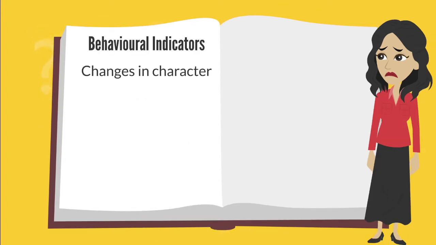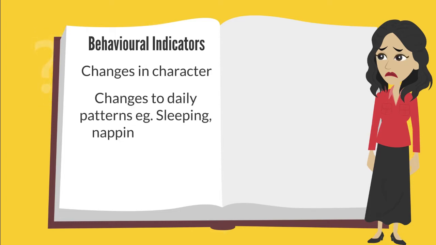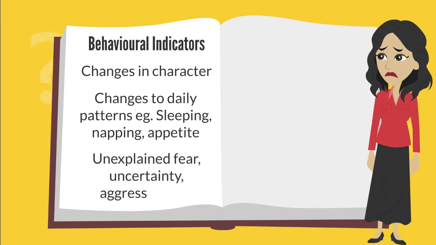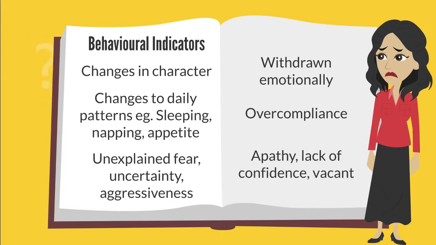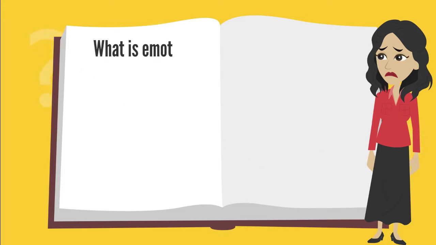Behavioural indicators can be changes in character, changes to daily patterns. Examples are sleeping, napping, appetite, unexplained fear, uncertainty, aggressiveness, withdrawn emotionally, overcompliance, apathy, lack of confidence, vacant. What is emotion?